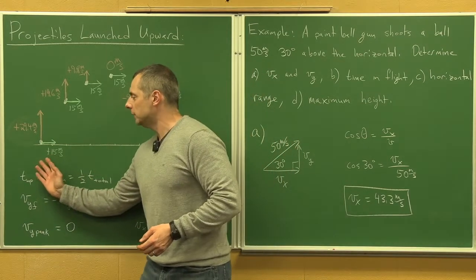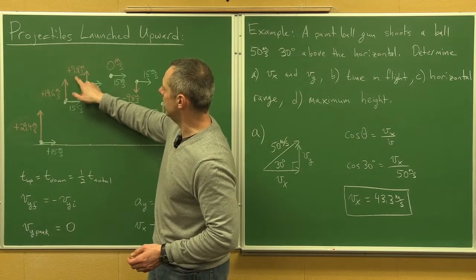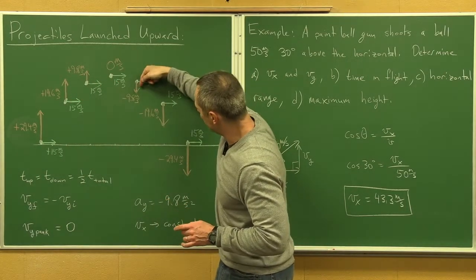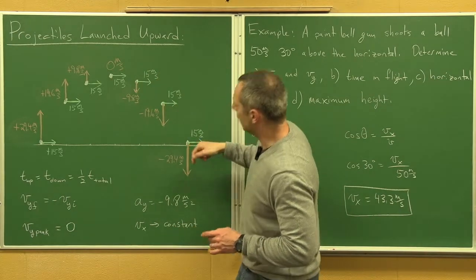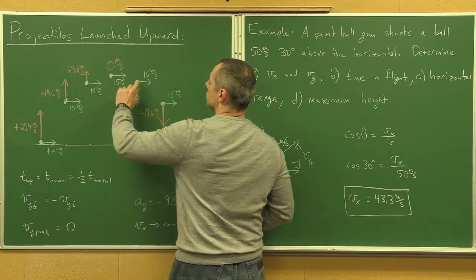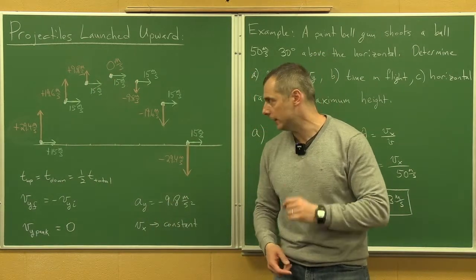But in the y direction, I launched this way, and gravity's pulling this way, so it slows it down by 9.8 on the way up, and then it speeds it up by 9.8 downward on the way down. So notice I'm subtracting 9.8 on the way up, and I'm subtracting 9.8s from the velocities on the way down. The entire time, the acceleration is negative 9.8.